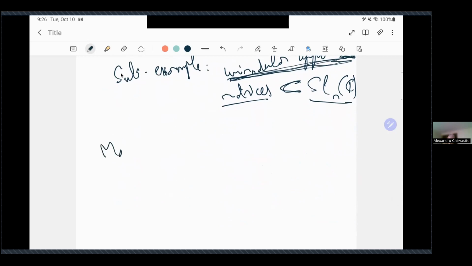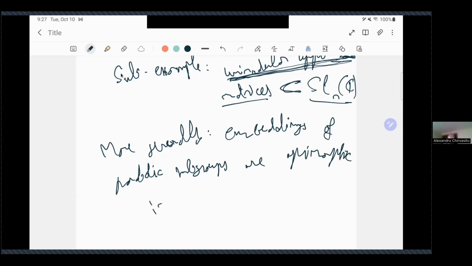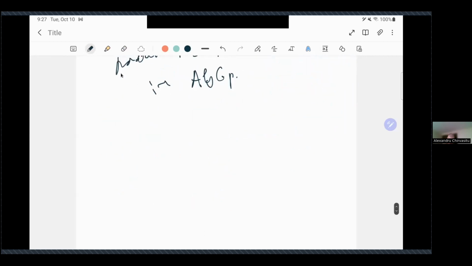So more generally, embeddings of parabolic subgroups are epimorphic. Or I could have just said epic in algebra. They don't have to be semi-simple or anything like that. As soon as you're parabolic, this holds.